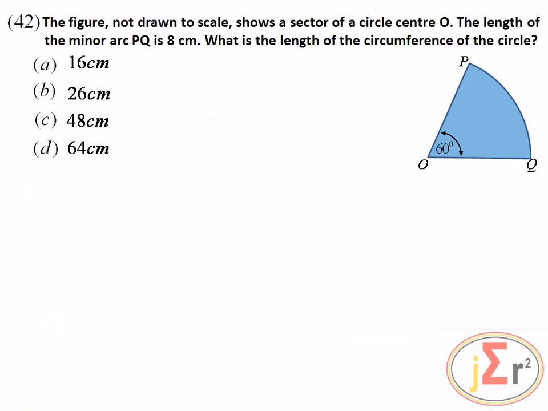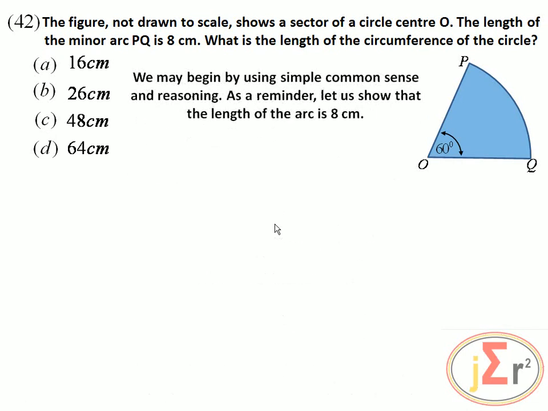The figure, not drawn to scale, shows a sector of a circle with center O. The length of the minor arc PQ is 8 centimeters. What is the length of the circumference of the circle? And what do we know? We may begin by using simple common sense and reasoning. As a reminder, the length of the arc is actually 8 centimeters, as stated in the statement of the problem.